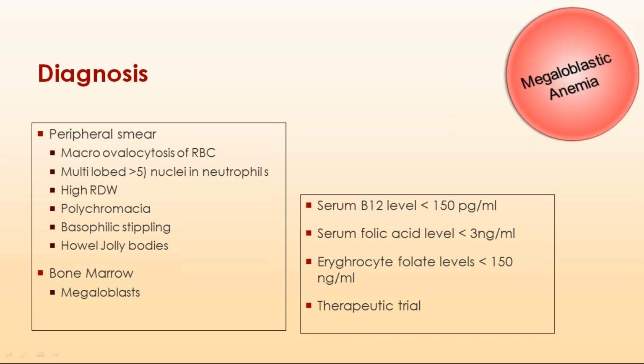Bone marrow shows megaloblasts. And serologically, serum B12 is less than 150 picograms; serum folic acid, if it is a folic acid deficiency, is less than 3 nanograms. Erythrocyte folate levels are more diagnostic, less than 150 is the correct diagnostic value. And for the therapeutic trial, if you give a treatment, I can see after 1 to 2 weeks the retic count increasing, that shows a therapeutic trial.